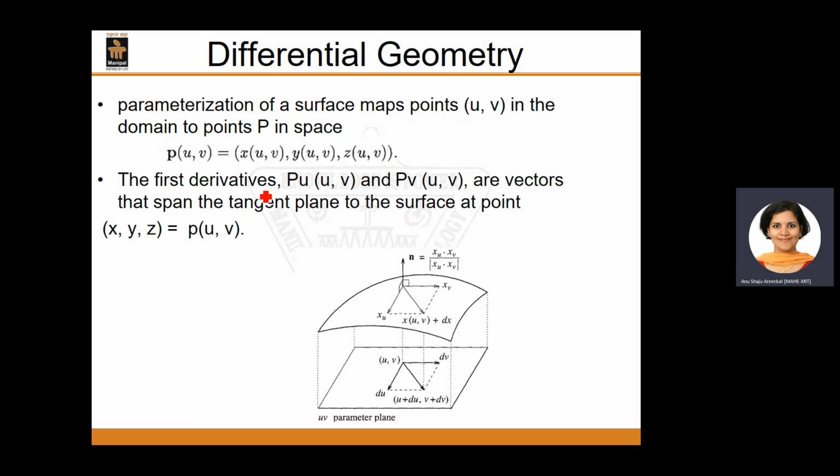For the parameterization of a surface map, you can write P(u,v) = (x(u,v), y(u,v), z(u,v)). As I said, the first derivatives can be written as Pu(u,v) and Pv(u,v), because they are functions of u and v. Now these Pu and Pv are called the tangent vectors, and they are important in order to describe the shape of the surface.